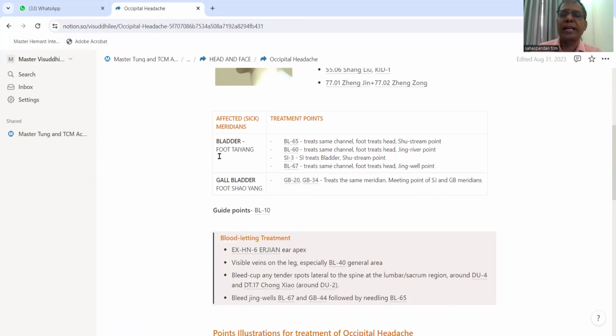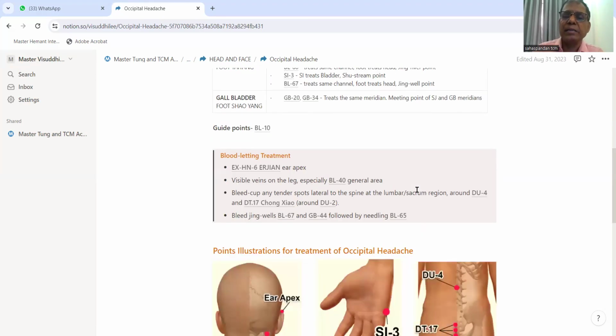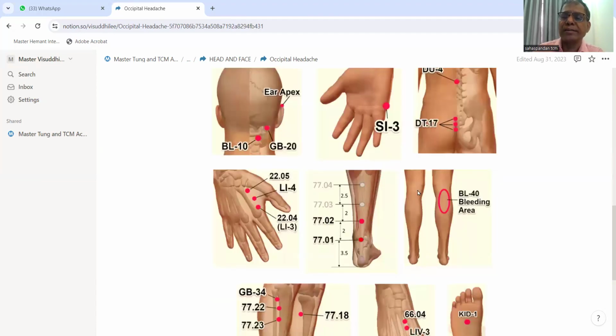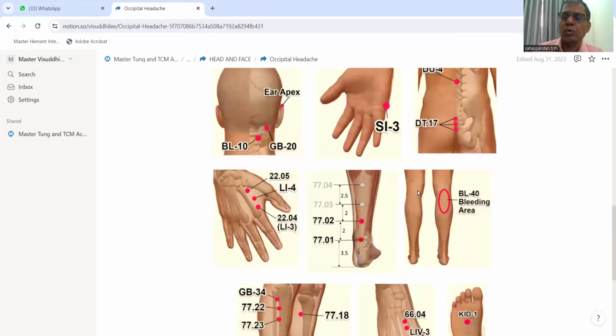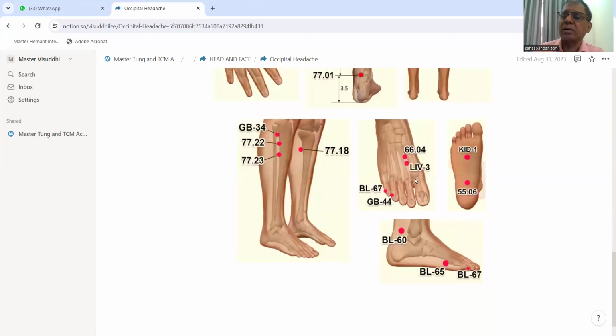See, for occipital headache on the bladder meridian, it is UB65, UB60, SI3, and UB67. And on the gallbladder meridian, GB20 and GB34. And the guide point is Bladder 10. These are the points. You can Google these points for their exact location.